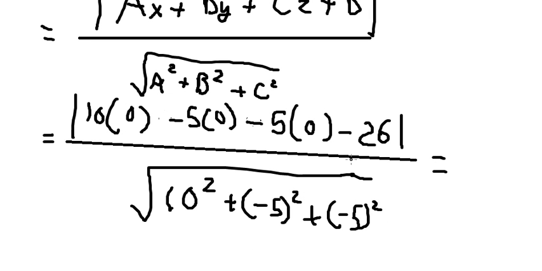So we calculate this one, and we have 26 over number 5 with the square root of number 6. And that is the final answer.